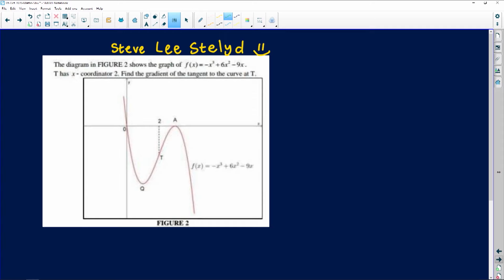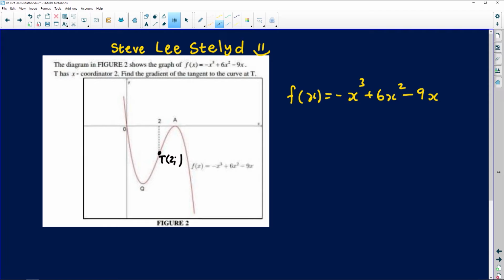It says the diagram in figure 2 shows the graph of f of x. So let's write that down. It shows the graph of f of x equals negative x cubed plus 6x squared minus 9x, right? Now, T has an x coordinate of 2. T is this point. It's a point on the graph.